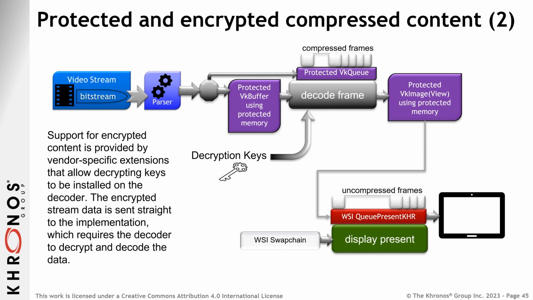An alternative to using a privileged protected service would be to use encrypted keys directly with the decoder device. The decoder in this case would decrypt and then decode the compressed video stream. This solution would still require the use of protected resources and queues in Vulkan. At this point, however, the ability to decrypt the content using encryption keys before decoding the frames would require a vendor-specific extension.